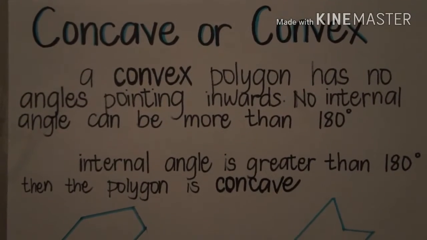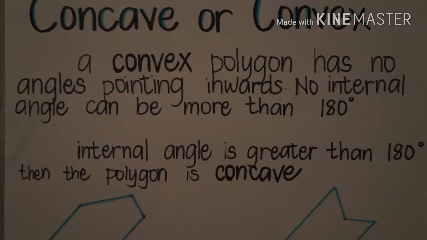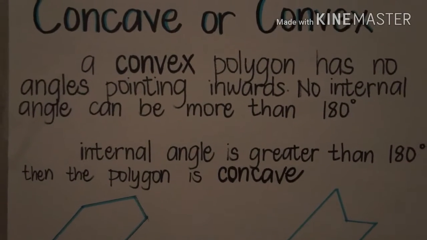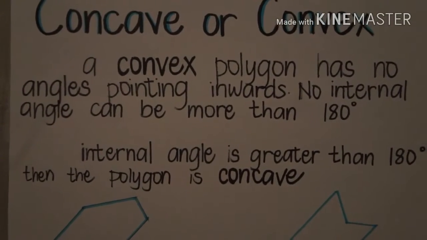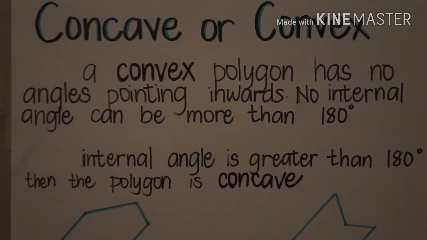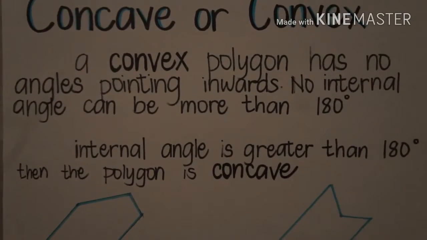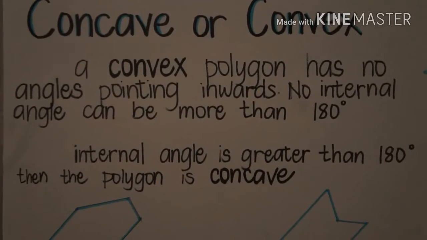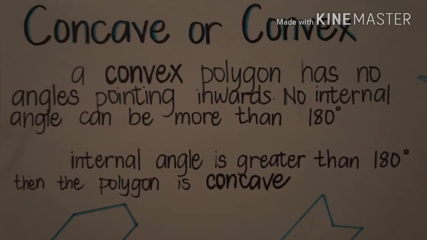The third is concave or convex. A convex polygon has no angles pointing inwards. More precisely, no internal angle can be more than 180 degrees. If the internal angle is greater than 180 degrees, then the polygon is concave.